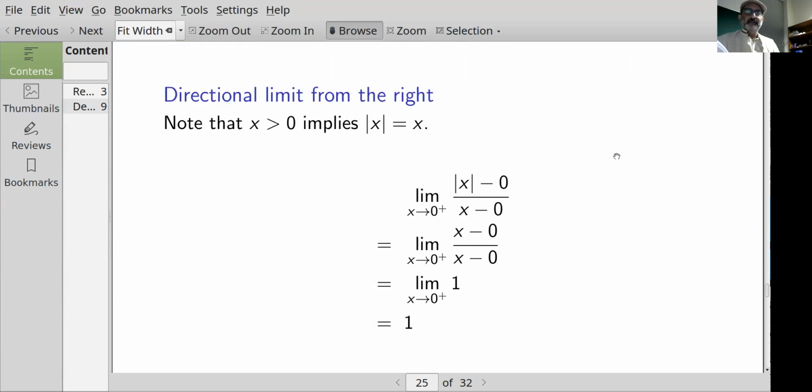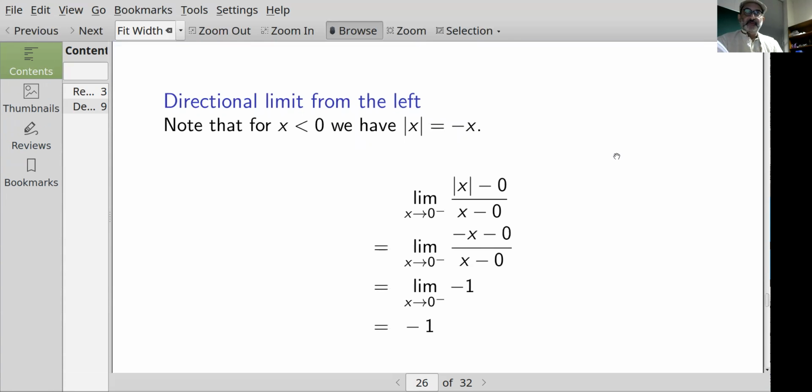So the directional limit from the right. Note that if you're going from the right of 0, which means you're taking positive numbers, so x is greater than 0, that implies the absolute value of x equals x. So the limit as x goes to 0 from the right of f of x minus 0 over x minus 0 is the limit as x goes to 0 from the right of x minus 0 over x minus 0. That's equal to the limit as x goes to 0 from the right of 1, and that's equal to 1.